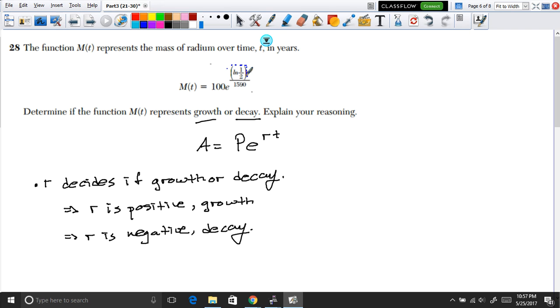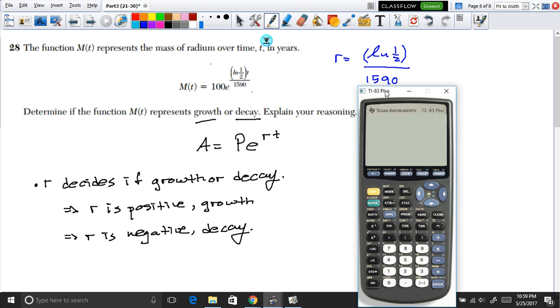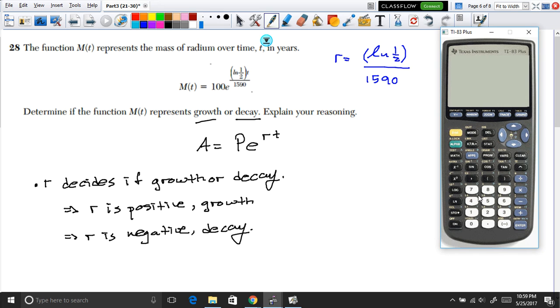So if we look at the problem here, what is the value of r in our case? Here, r is equal to ln of 1/2 divided by 1590, because r is what's in the exponent in front of t, which in this case is this whole expression here. So let's find this in the calculator, and let's see if it's positive or negative. If that is positive, then it's growth, and if it's negative, then it's decay. So, okay, parenthesis, ln 1/2, and we want to divide this by 1590.